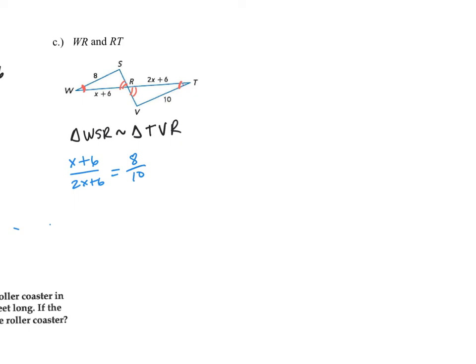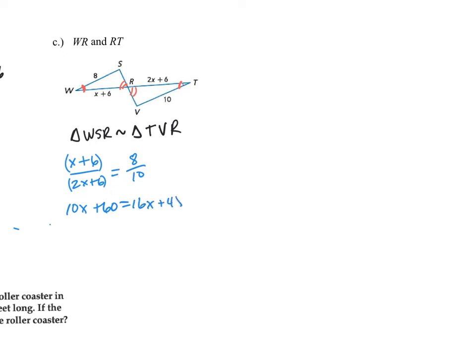All right, so now when we cross multiply, remember to distribute. When we cross multiply this way, we're going to get 10x plus 60. So 10x plus 60 is equal to, when we cross multiply this way, we're going to get 16x plus 48.